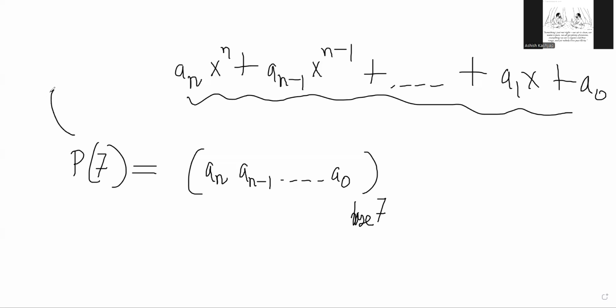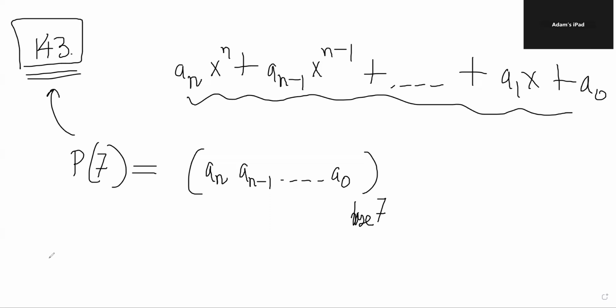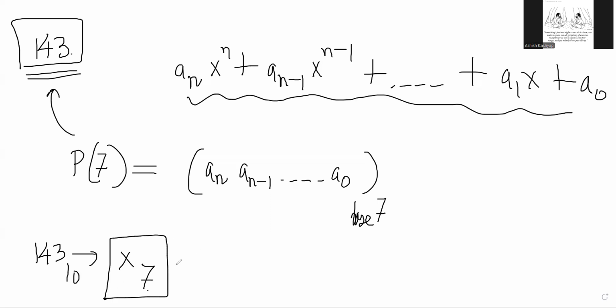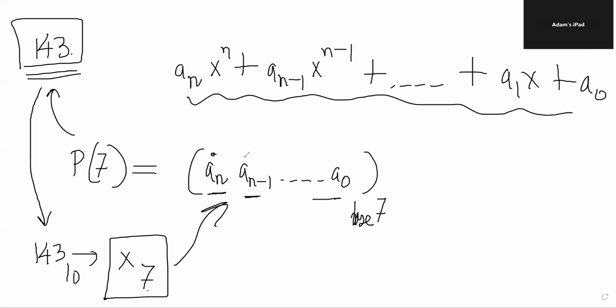So if the value of P(7) was known to you, like 143, let's say, then all you have to do is convert it to base 7. If you convert 143 in base 10 to something in base 7, you just compare the numbers and you get all the coefficients. So this is super powerful because all it requires is one conversion of base, and you can read off so many coefficients. I hope you're getting the sense of why it is useful.